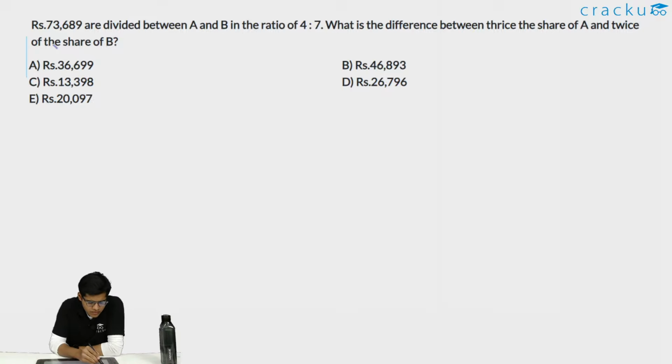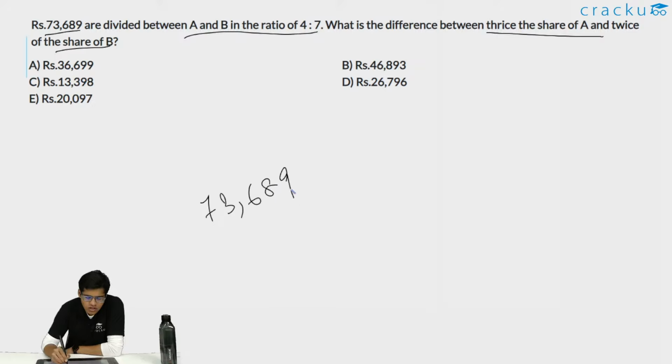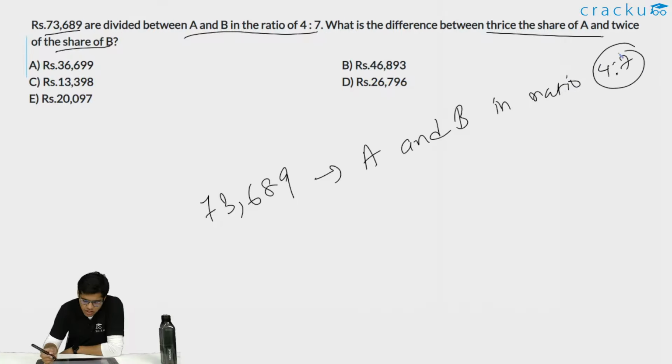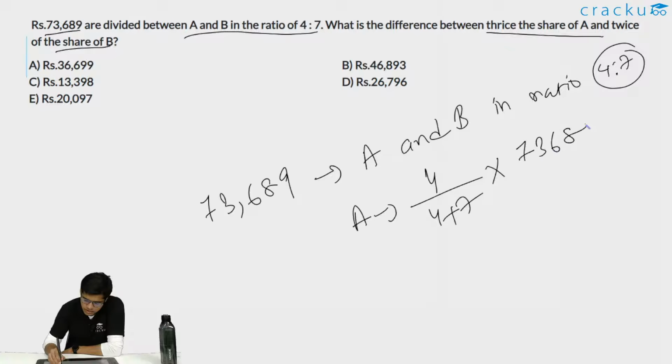It is given rupees 73689 are divided into A and B in the ratio 4:7. We need to find the difference between thrice the share of A and twice the share of B. Right? 73689 divided between A and B in ratio 4:7. Right? Which means the share of A will be 4 by 4 plus 7 into 73689. This would be 4 by 11 into 73689.